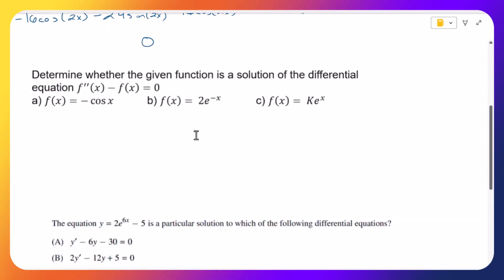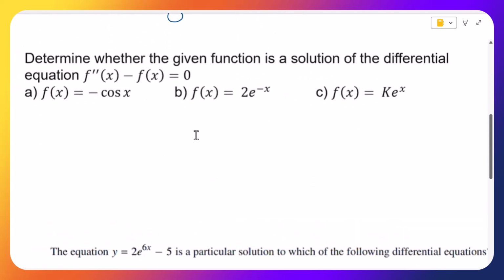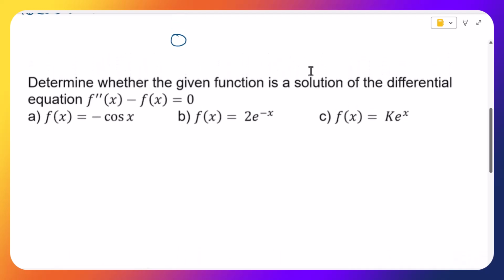Second one, I'm going to zoom in a bit. Determine whether the given function is a solution to the differential equation. We're going to do the same thing. Go ahead and try and find out on your own which of these are solutions, if any. Pause the video. When we come back, I'm going to go through it, not super fast, but also not super slow. I'm going to do a medium pace.